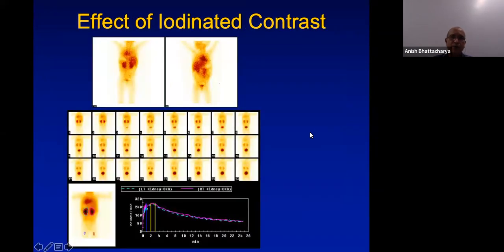Now, this is what happens when you give iodinated contrast. So this is a DMSA scan 1 day after an iodinated contrast study was done, mainly high background activity with poor renal differentiation. Wait for 7 days and we do a DTPA scan and 2 beautifully delineated kidneys with a beautiful renogram curve.